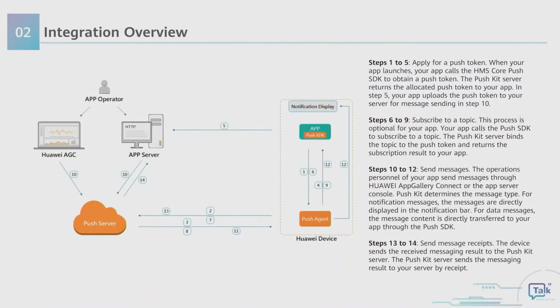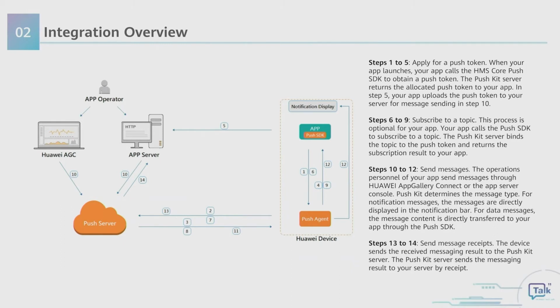Regardless of integrating directly or through third parties, the logic behind is similar. First, upon app launch, your app would call the Push SDK to obtain a Push token. Then, the Push server will return an allocated token to your app, and your app would upload the token to your server. Afterwards, your app can optionally subscribe to a topic, and there, the Push server would bind the token to the topic. Then, you can send messages through our AppGallery console, from a third party's console, or through APIs, which we'll cover in a minute.